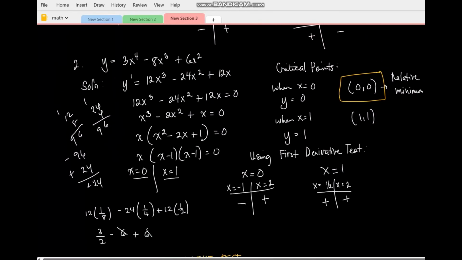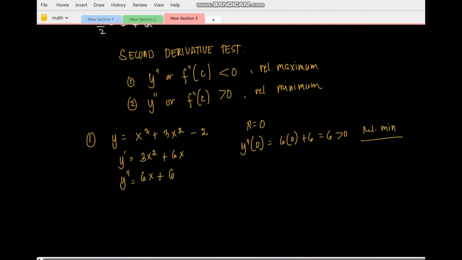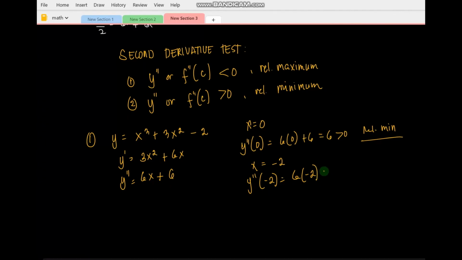Babalikan natin. So first example, at x equals negative 2, we have a relative maximum. So dapat less than 0 sa negative. So y double prime at negative 2, 6 times negative 2 plus 6, and that is negative 12 plus 6, negative 6 is less than 0, maximum. Okay, so we are correct here.